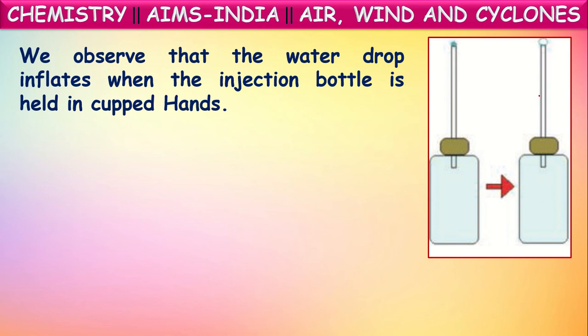So it will try to move away through this ballpoint refill. Then there is a water droplet on the other end of this ballpoint refill. This air bulged inside will push this water drop out. So it bulges, it inflates. This is because of the expansion of air inside that injection bottle. That is because of the warmth. When it becomes hot, air expands.